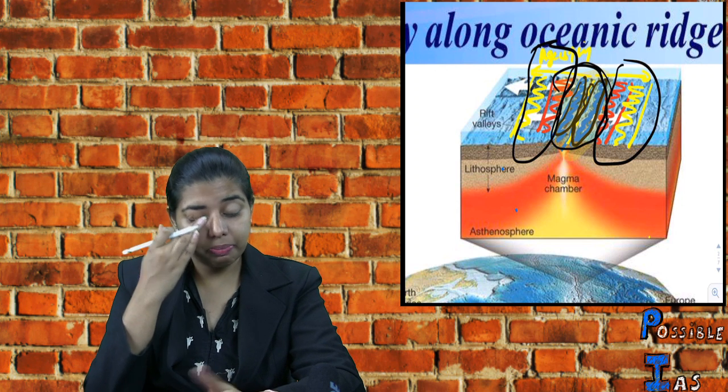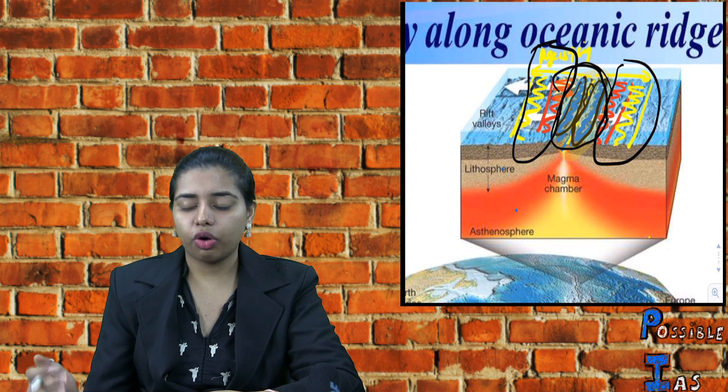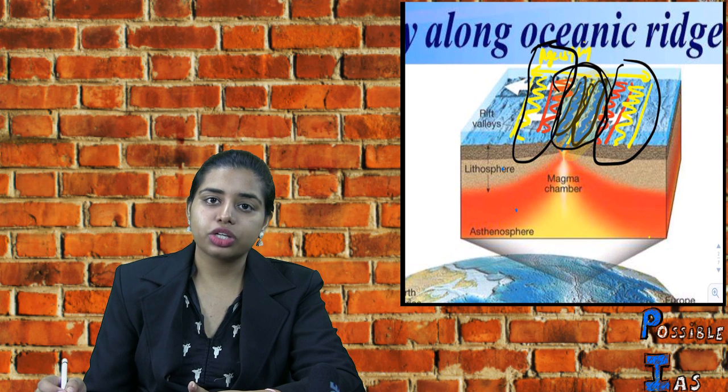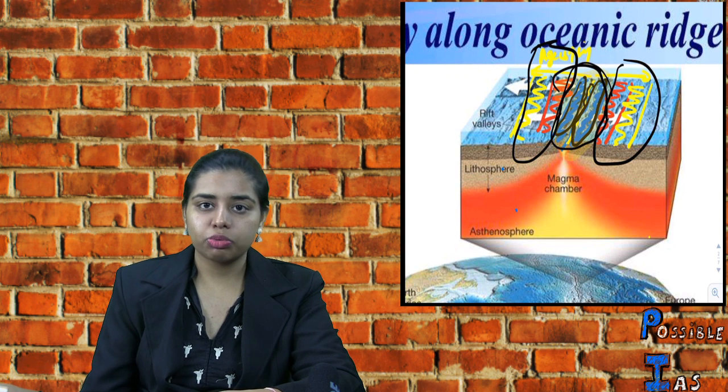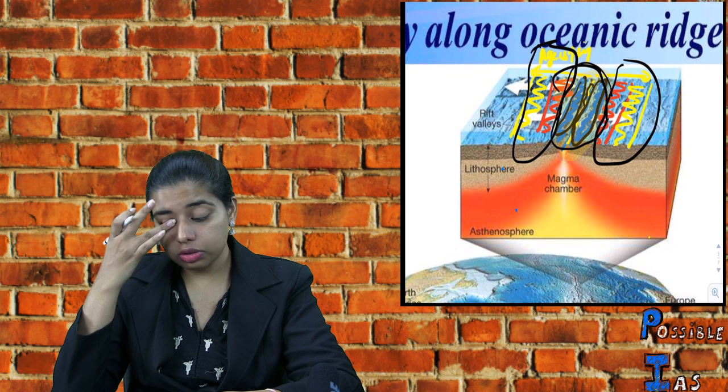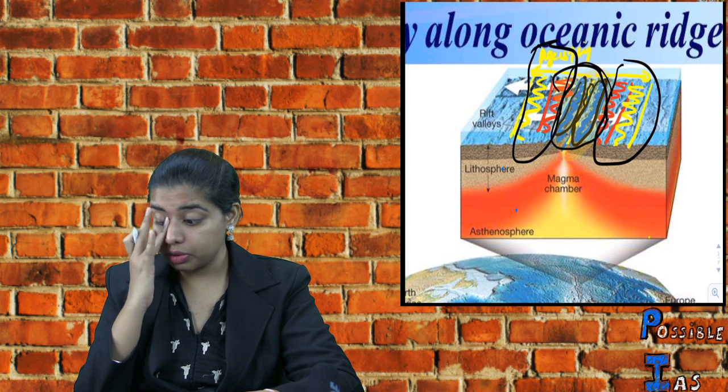First of all, there is a parallelism of the age on different sides. Second, the age increases as we move away from the ridge on both sides. And third, the amount of sediments also increases as we move away from the ridge. So this was the first evidence that was given.